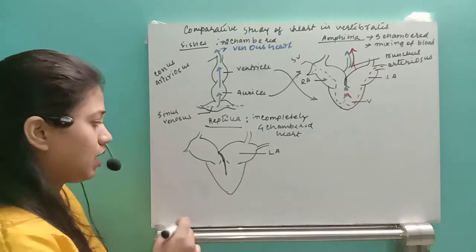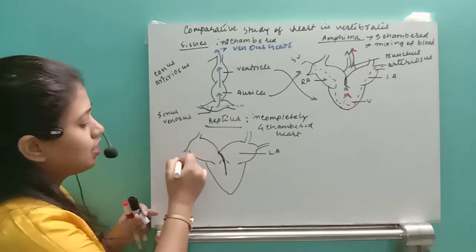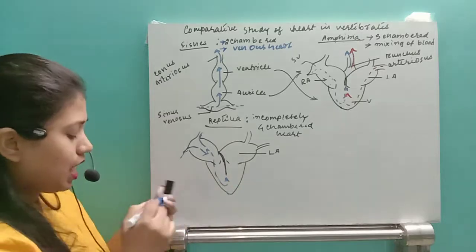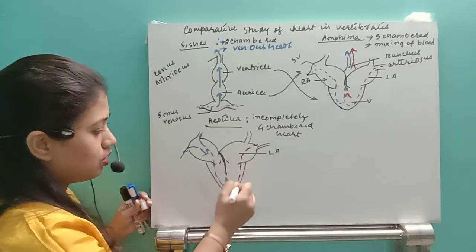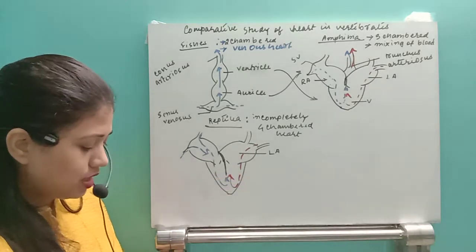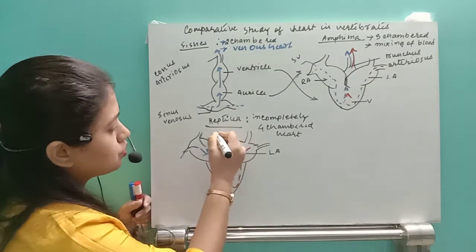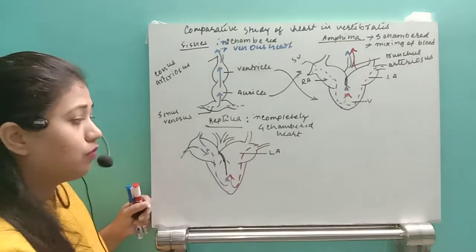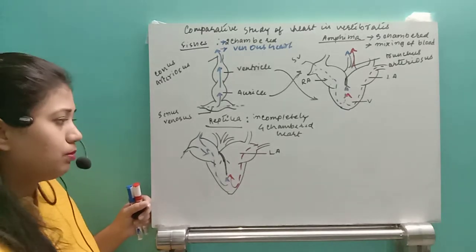Now here what will happen: from this right side the deoxygenated blood will enter and go to the ventricle, and from this left side oxygenated blood will enter. In the ventricle it is going to get mixed, right, and above it the truncus arteriosus will be divided into three aortic arcs. One will carry oxygenated blood, and two of them will carry deoxygenated blood.